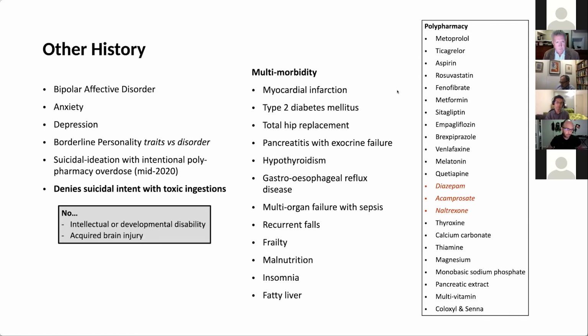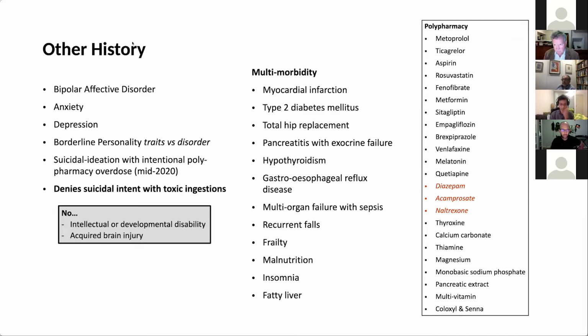She's got a diagnosis of bipolar affective disorder, made when she was quite young. Some people have questioned the veracity of that diagnosis, but we're pretty confident she's got anxiety and depression. We're also quite certain she's got borderline personality traits, but whether this is a full-blown disorder is hard to work out. Some psychiatrists have wanted to commit to that and others have held back. There was a legitimate suicidal intentional polypharmacy overdose in mid-2020, but none of these more recent toxic ingestions were associated with any suicidal or self-harm intent. In relation to what was discussed earlier, admittedly we haven't done a MoCA, but we haven't detected any intellectual disability, cognitive impairment, or acquired brain injury that might be underlying some of this.